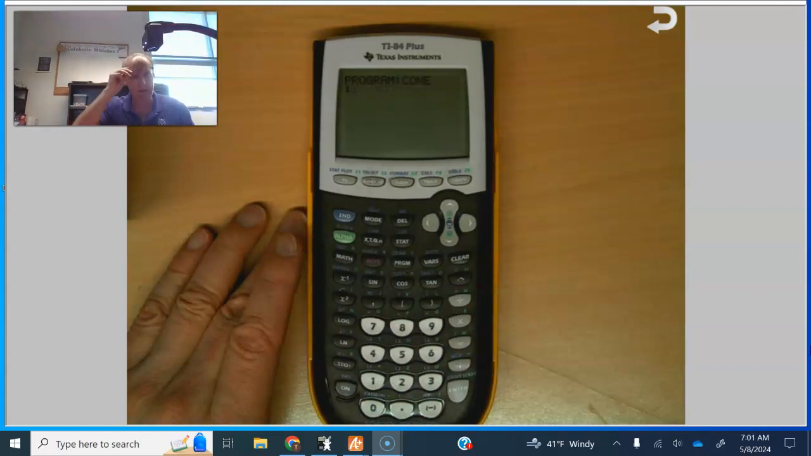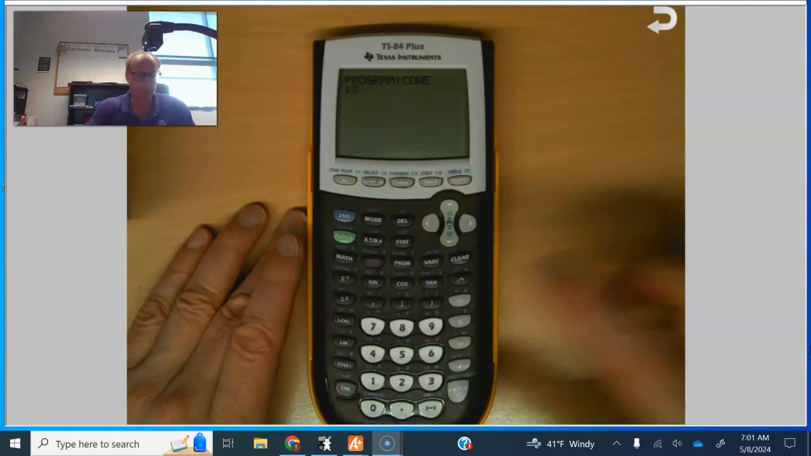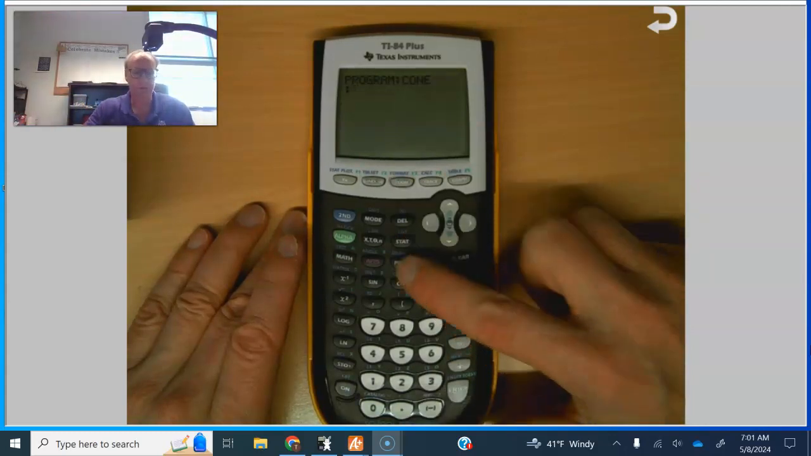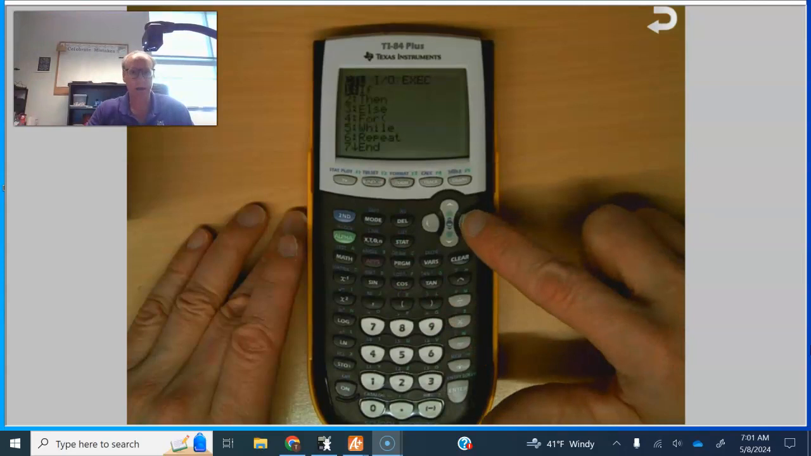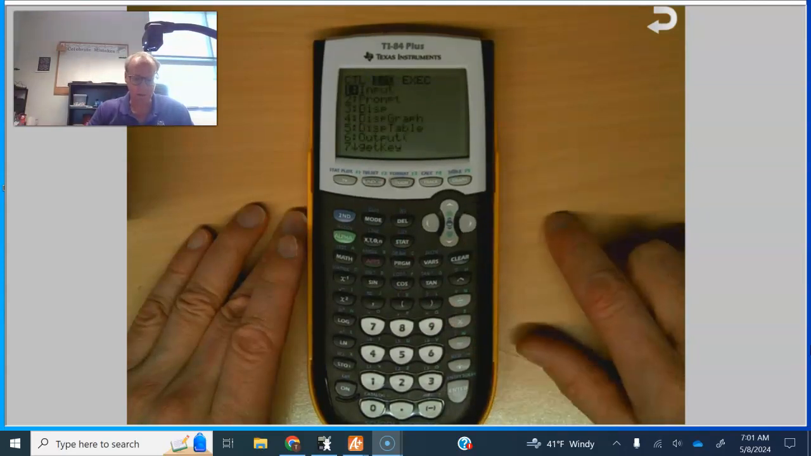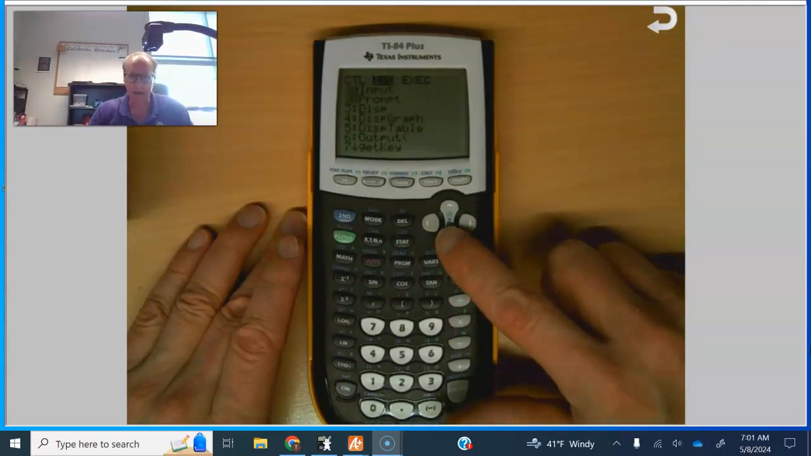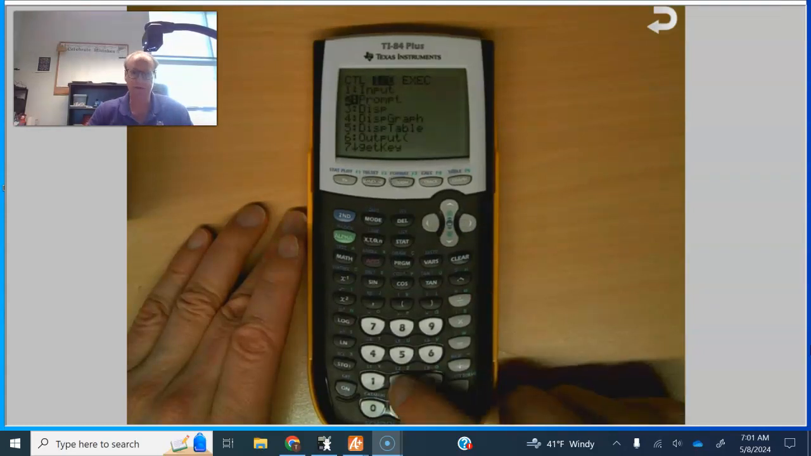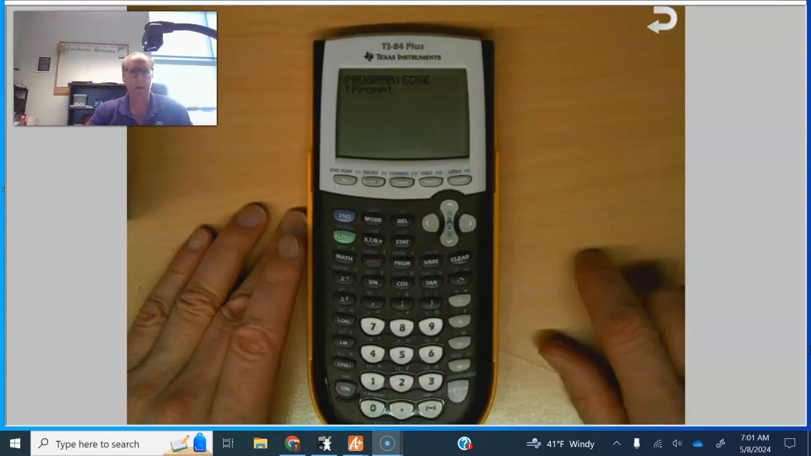And in our program, we're going to ask for the radius, the height, and the slant height. So I'm going to prompt. To get to prompt, we do program, I/O. Prompt is the second one, so you have two options. You can highlight it and press enter, or you can just press the number 2. Either one is correct. Prompt.